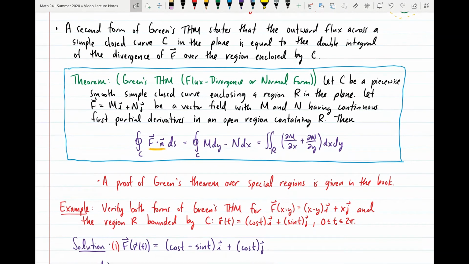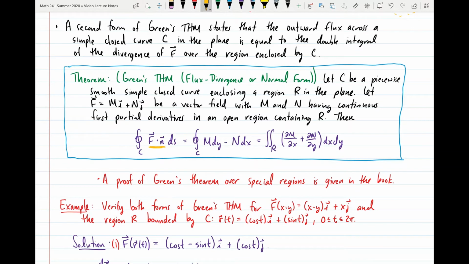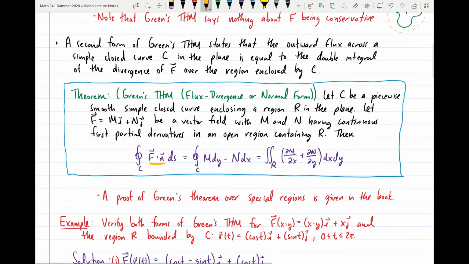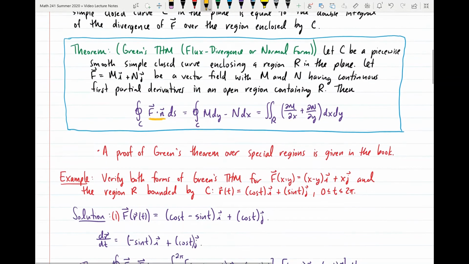So let's state this theorem formally then. This is Green's theorem in the flux divergence or normal form. If we let C be some piecewise smooth, simple closed curve that encloses a region R in the plane, and we let F = Mi + Nj be some vector field where M and N have continuous first partial derivatives in an open region containing R. So again, these are the same preconditions that we had in the first formulation of Green's theorem. Then the following is true.